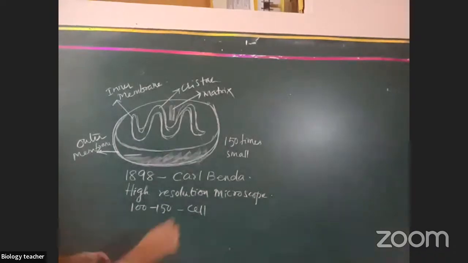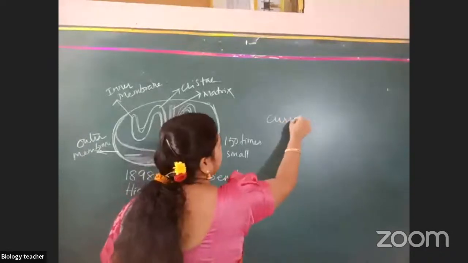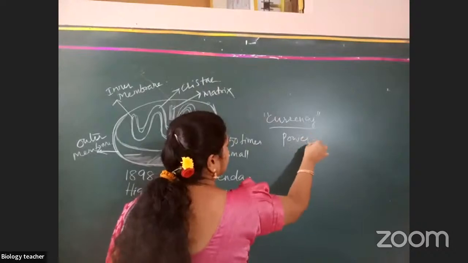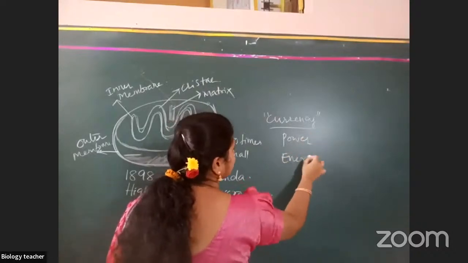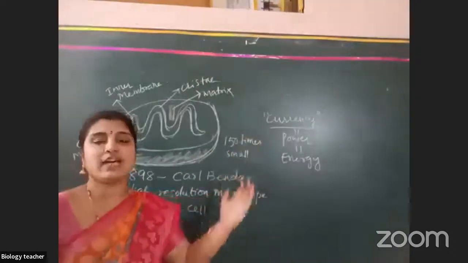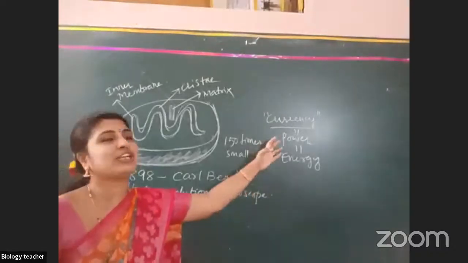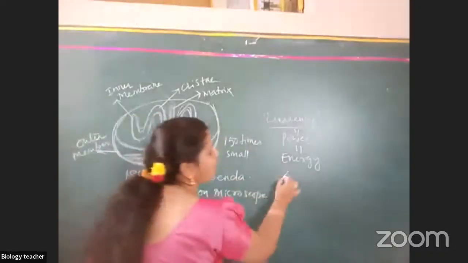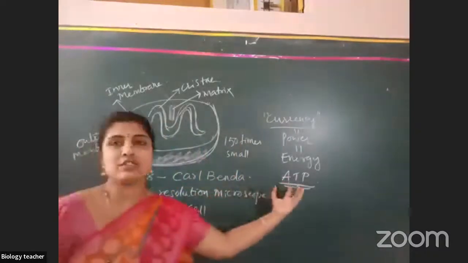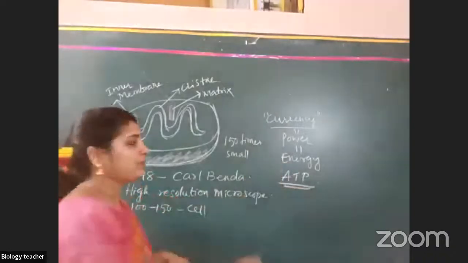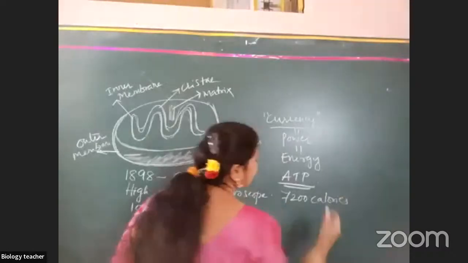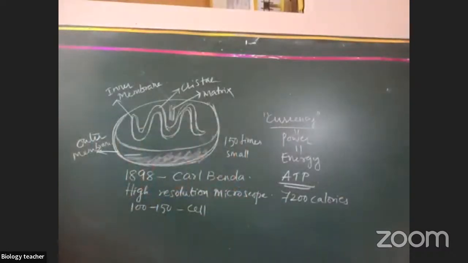So these store the currency. Currency means power, or we can say energy. It stores the currency of the cell, which means energy. How do they store it? In the form of a molecule known as ATP. 1 ATP is equal to 70 to 100 calories of energy.